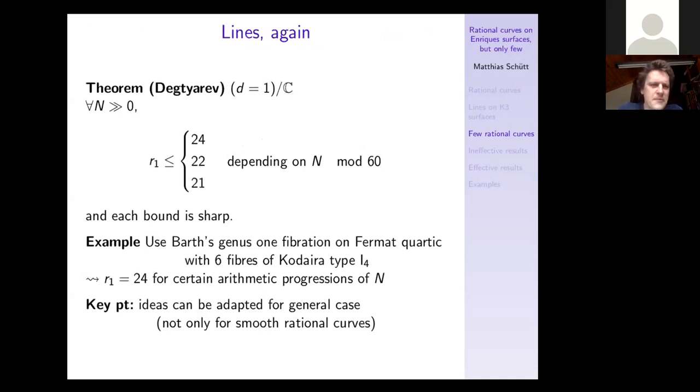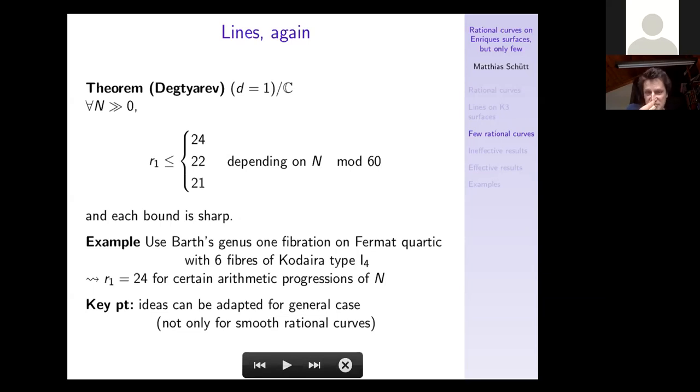Okay, now turning back to lines, Miyaoka's result was made very explicit by Degtyarev maybe 2 years ago, again over C, where he proves that the number of lines is at most 24, yes, of course, but sometimes it's at most 22 or even 21. And all of this just depends on n modulo 60. And he also proves that if n is big enough, then all of these bounds are sharp.